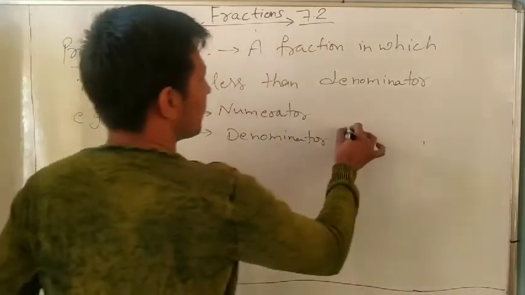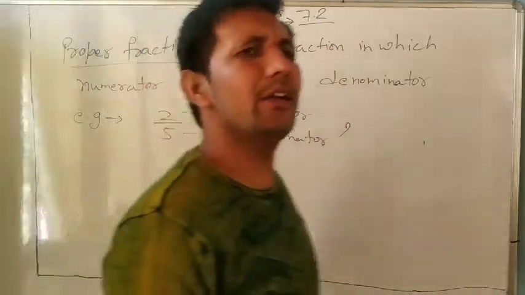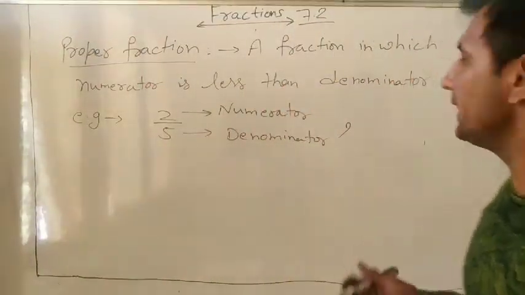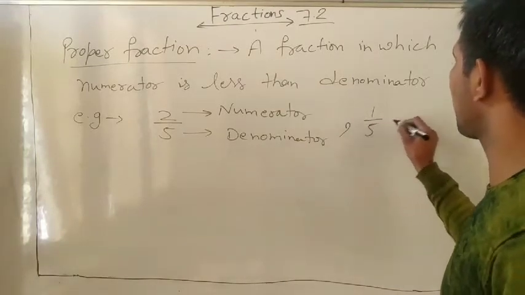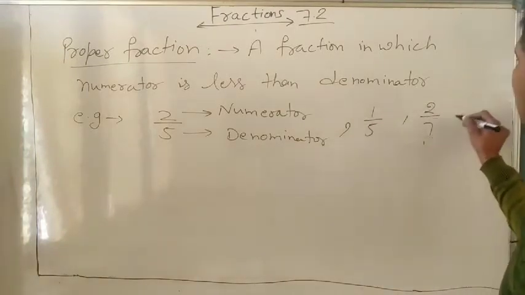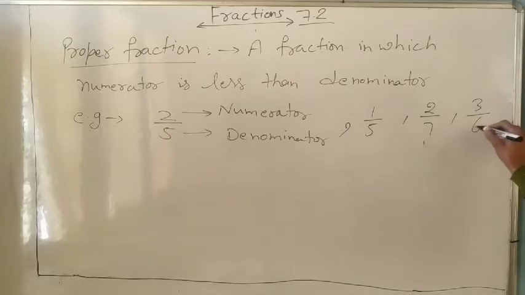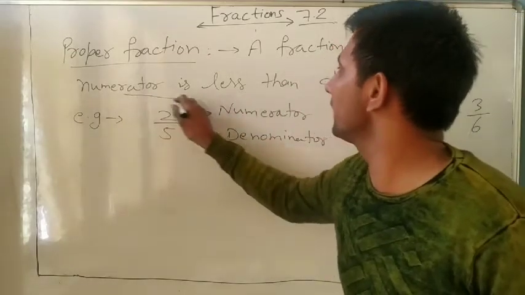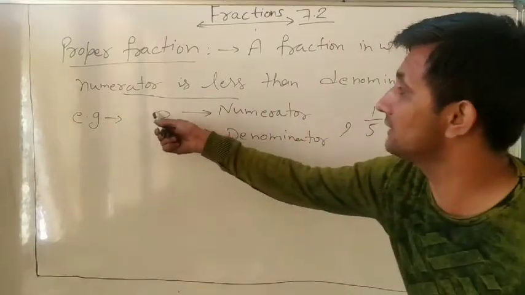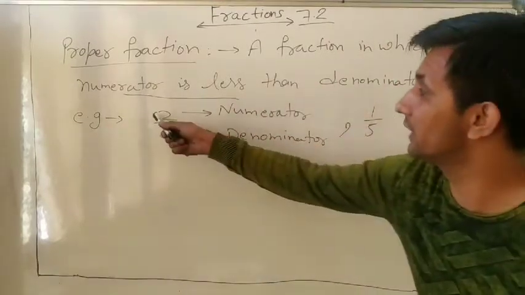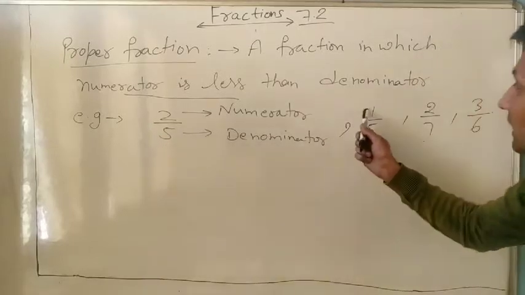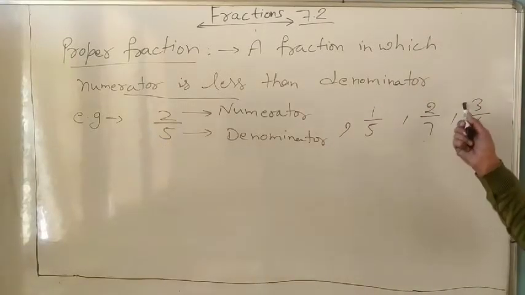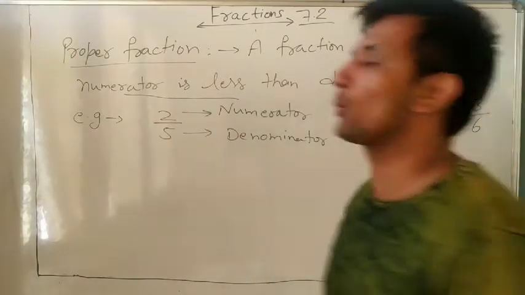So it is the example, 2 upon 5. Or you can write infinite examples. Many examples. 1 upon 5, 2 upon 7, 3 upon 6. Yes. What is a fraction in which numerator is less than denominator? Yes. It is 2, 2 is less than 5. 1 is less than 5. 2 is less than 7. 3 is less than 6. So it means they are proper fractions.